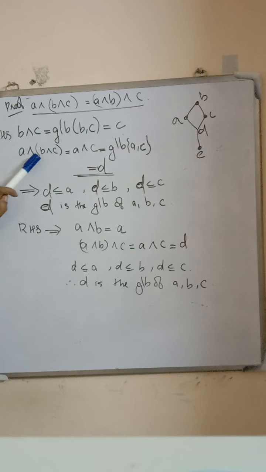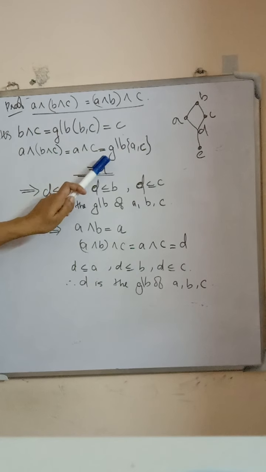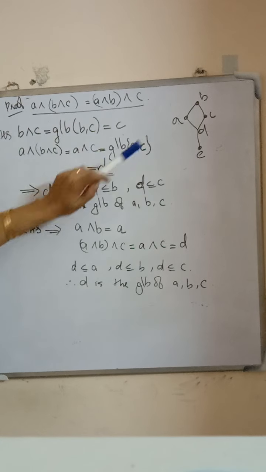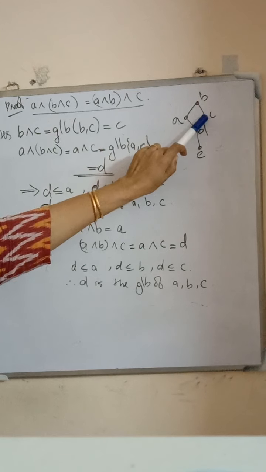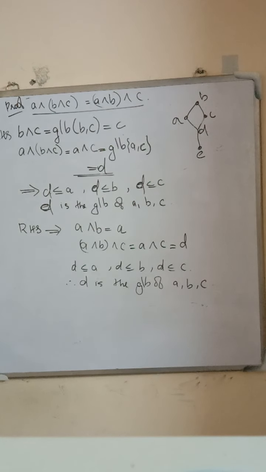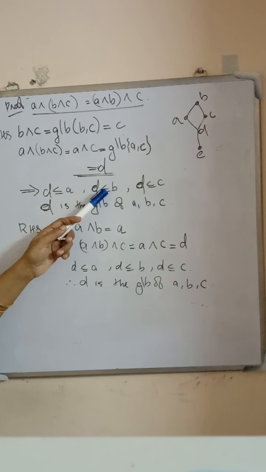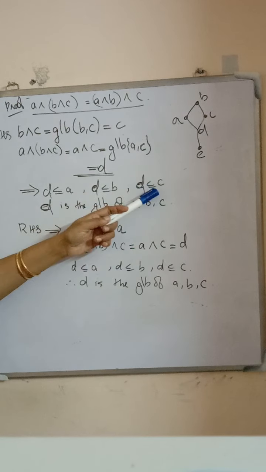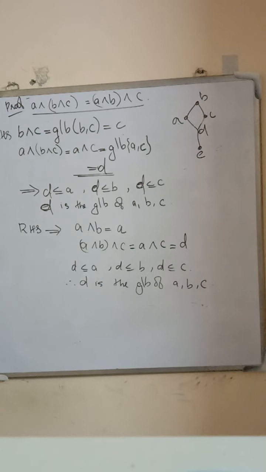Then A meet (B meet C) is A meet C. That is the greatest lower bound of A and C. What is the greatest lower bound of A and C? It is D. This implies D is less than or equal to A, D is less than or equal to B, and D is less than or equal to C. That is, D is the greatest lower bound of A, B and C.